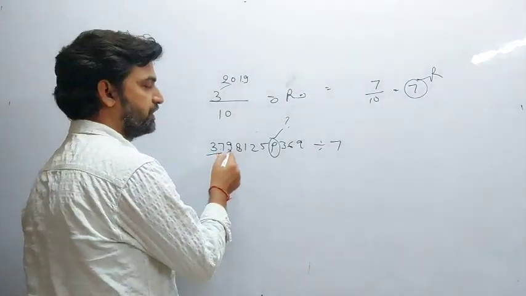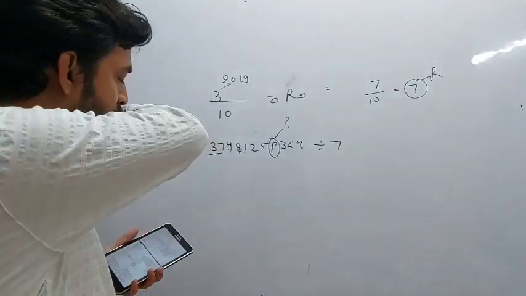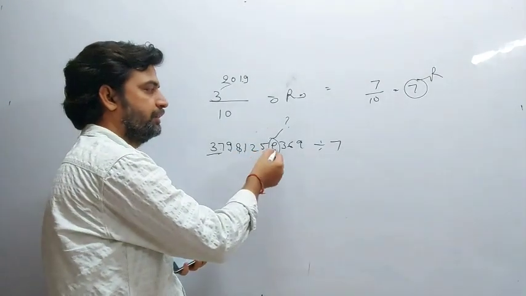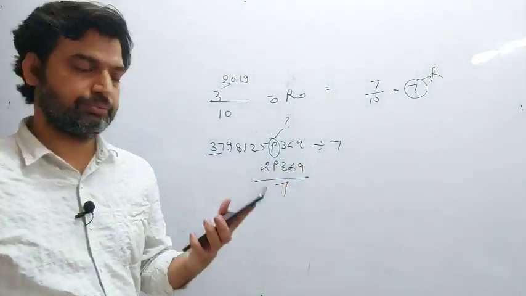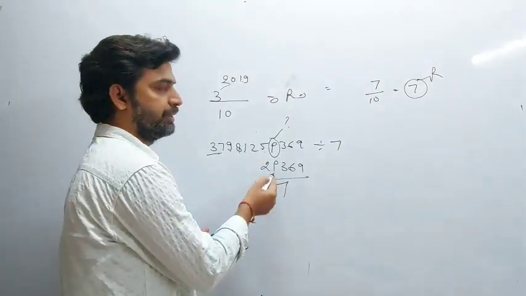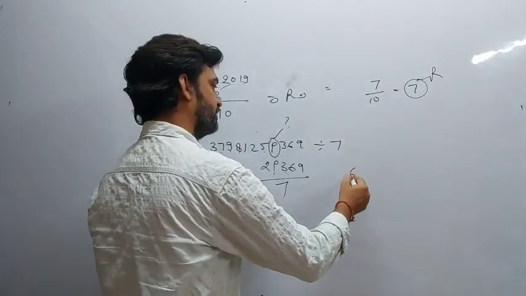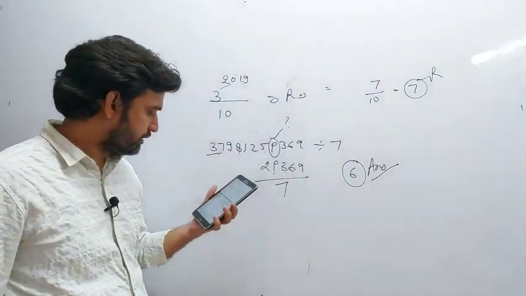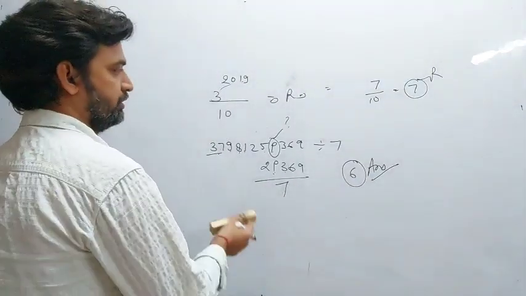7 5s are 35, 2 remaining, 29, 7 8s are 28, 1, 18, 14 means 4 remaining, 41, 6 remaining, 62, again 6 remaining, this becomes 65, 63 means 2 remaining. Now 2P369 divided by 7 from this point. If we use 1, 21 is fully divisible, but this is not divisible again. If we use 6, this becomes 26, 5 remaining, 53 means 4 remaining, 46 means 42, 4 remaining. So the answer is 6. By using 6 in place of P, we'll get the answer.